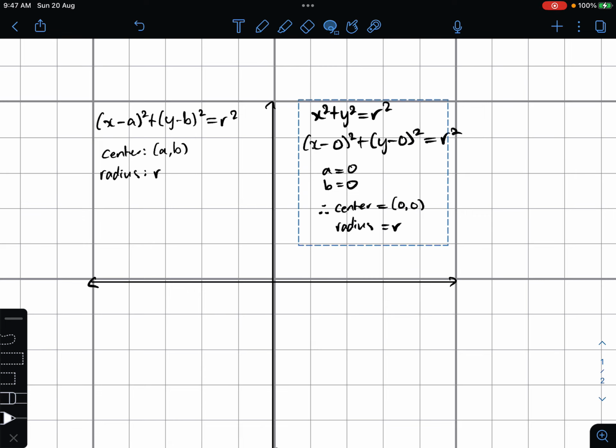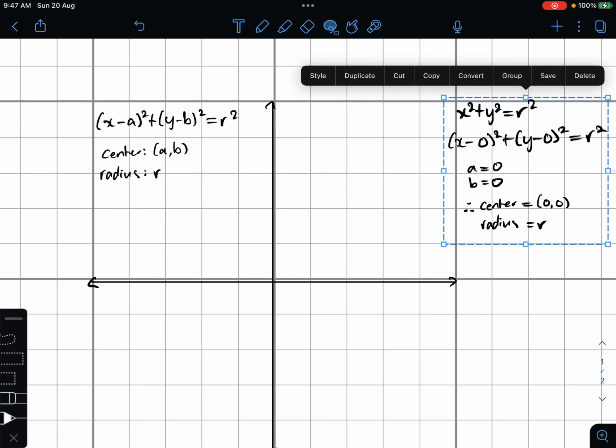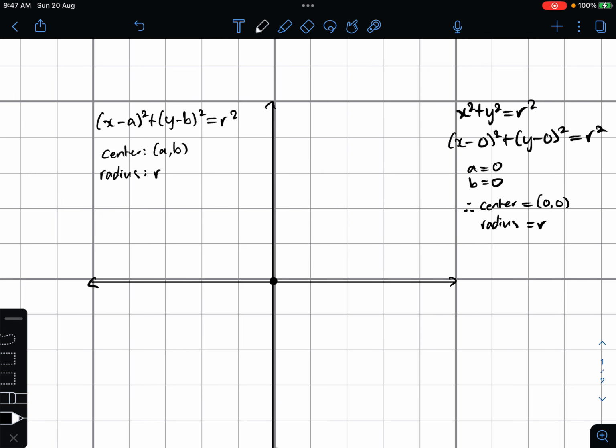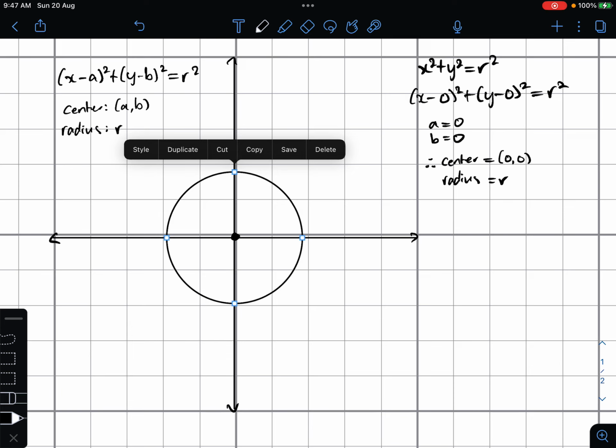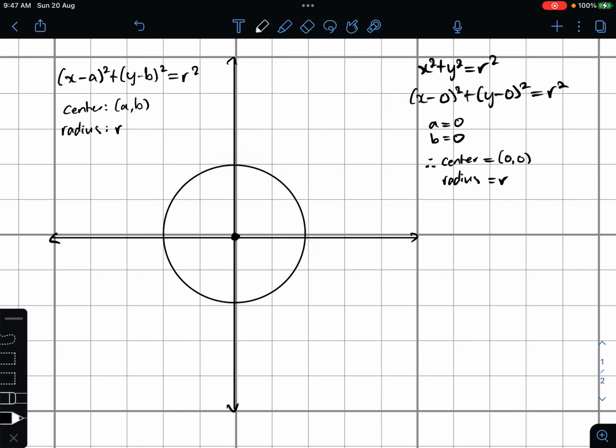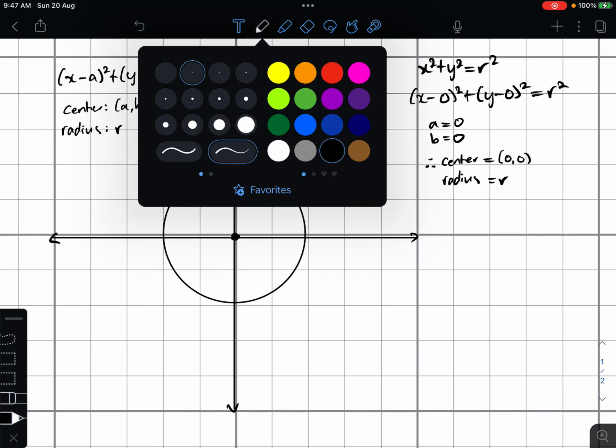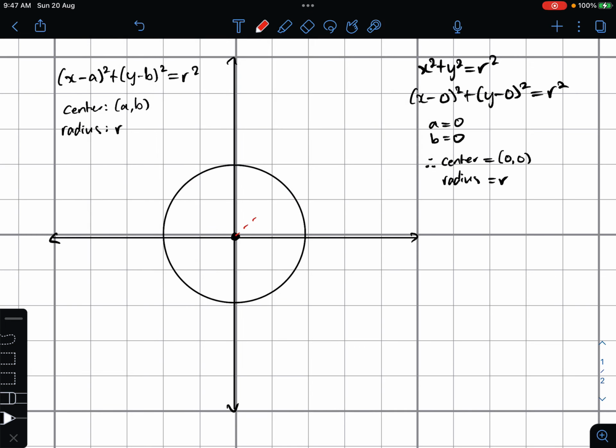So bringing this into graphing, we know our center point will be at (0, 0) in the middle, and our circle we'll just draw a general shape of and move to try to be as centered as possible. And then our distance from the center to any point along the edge of the circle is r in length.